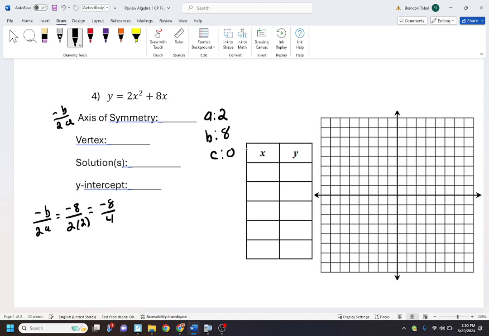Negative 8. Oh shoot, -2. Good. I never talk. So -2 is your axis of symmetry. Wait, you just said that. I did. She doesn't even talk. Shub, you should stop talking too.